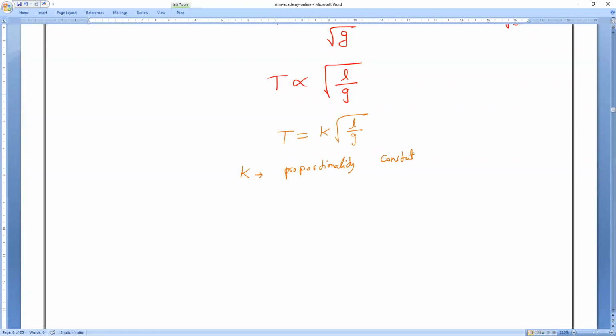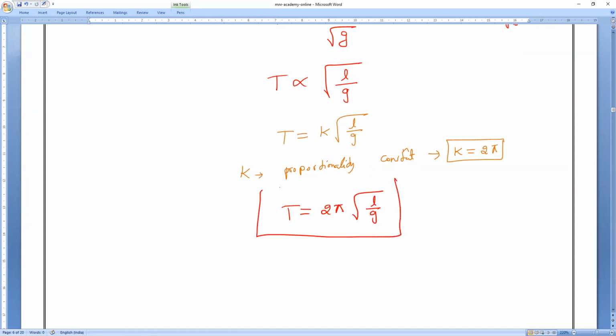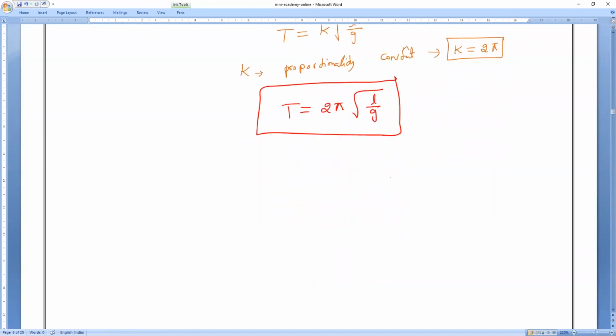And the experimental value of K is 2 pi. So I will replace this, T is equals to 2 pi into root over L by G. So this is the formula for calculating the time period of a simple pendulum. Is it okay, guys? Any doubt? Clear, everyone?